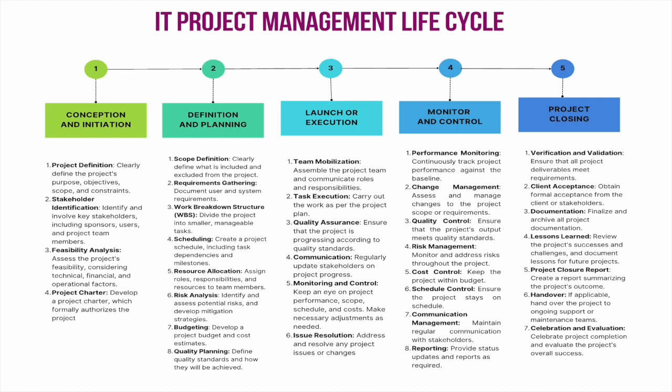Mainly here we are making sure that the performance monitoring continuously tracks the project performance against what we defined. And the change management: any scope change or any other change, resource change, is managed and closed. And the quality control: ensure that the output meets quality standards. And the risk management: ensure any risk that materialized is mitigated and the project stays on track. Cost control: ensure we stay within the budget we planned. And schedule control: ensure the project stays on schedule.